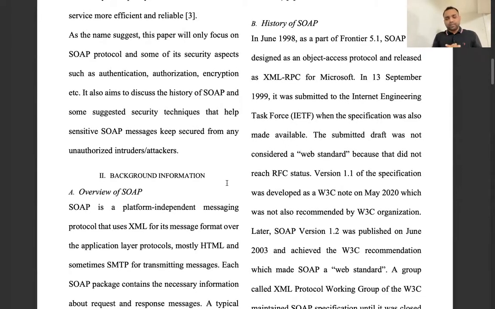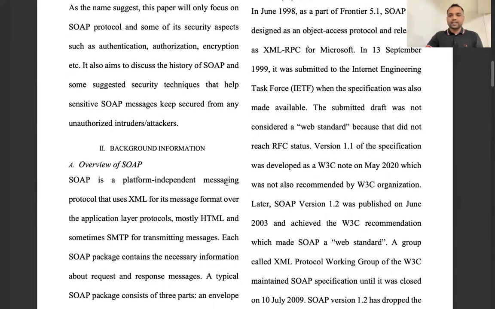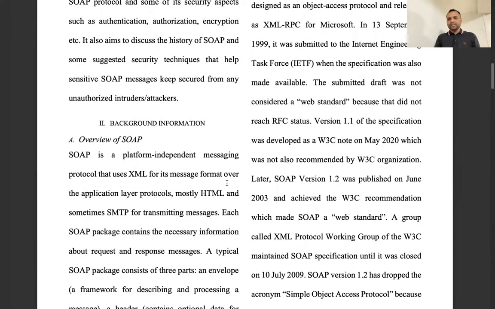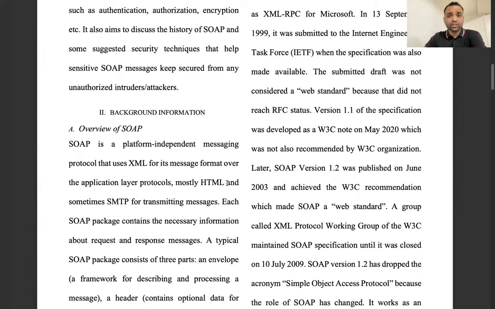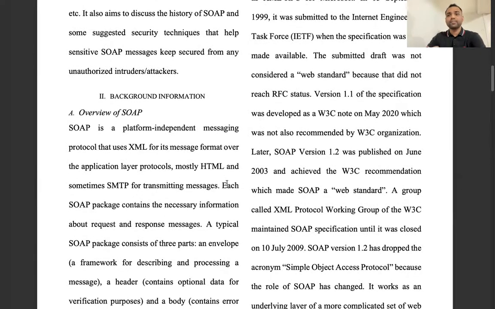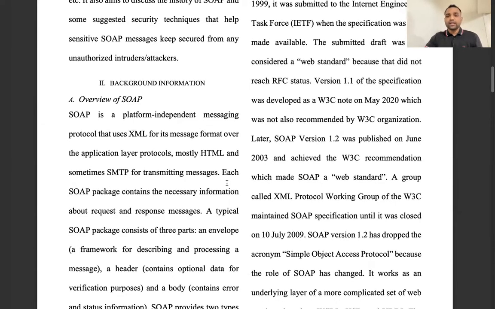So what is the history of SOAP? How was SOAP first introduced? In June 1998, it was a part of the Frontier 5.1 project. SOAP was first designed for Microsoft as an XML RPC. Then in 1999, the first specification of SOAP was introduced, and it was submitted to the Internet Engineering Task Force. But unfortunately, it could not reach RFC status, so it wasn't considered a web standard.